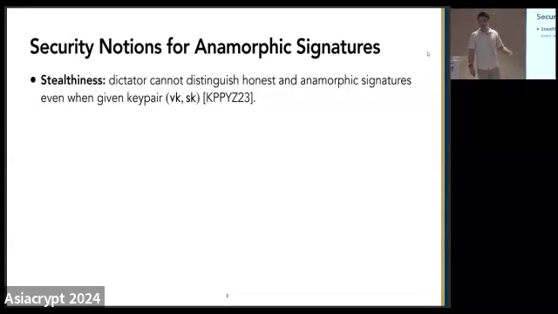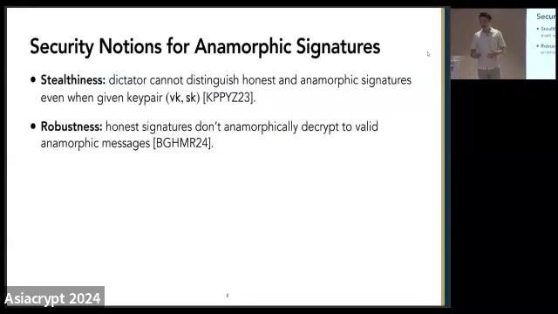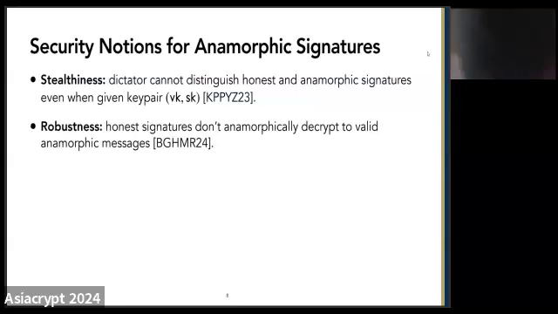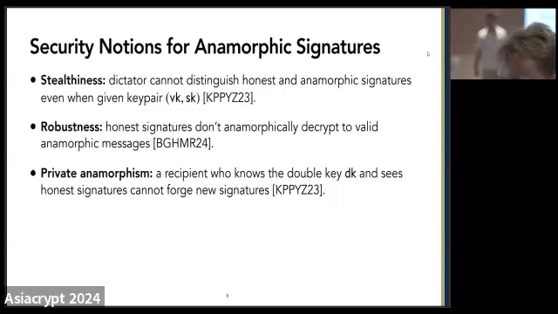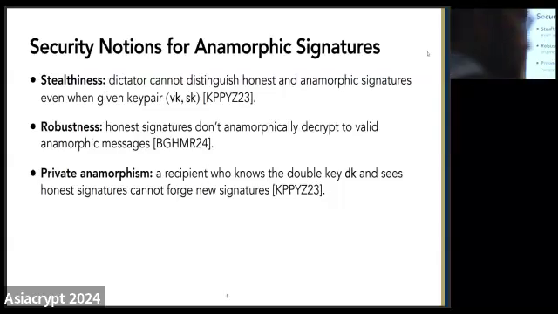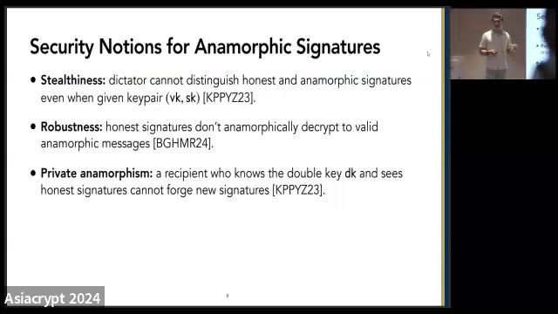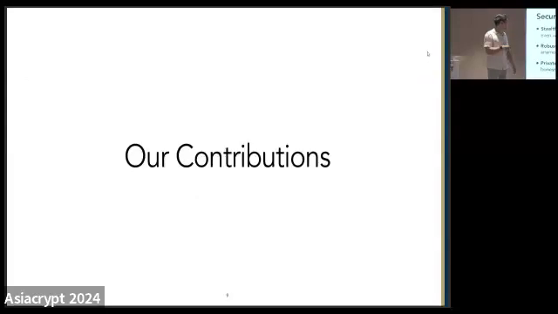Anamorphic signatures also have some advanced security notions. In addition to the stealthiness notion, some authors proposed a notion called robustness. This asks that honest signatures don't anamorphically decrypt to valid anamorphic messages. And then finally, KPPYZ proposed a notion called private anamorphism. This asks that a recipient who knows the double key and sees honest signatures can't forge new signatures.